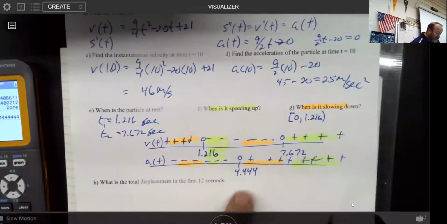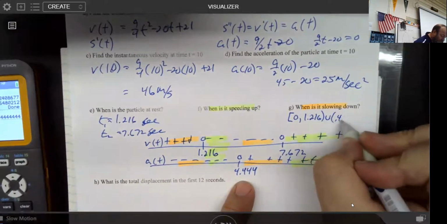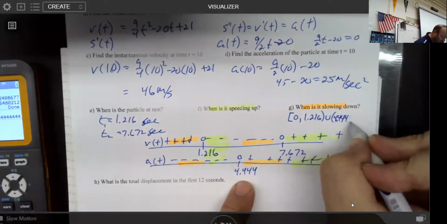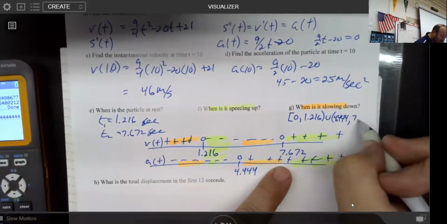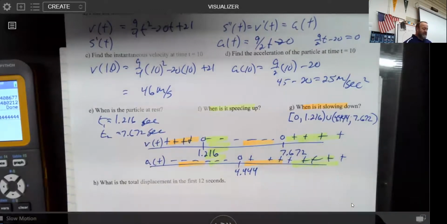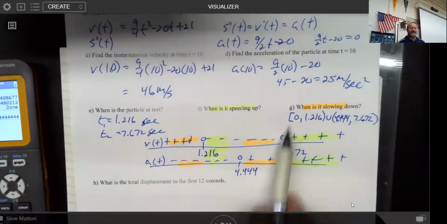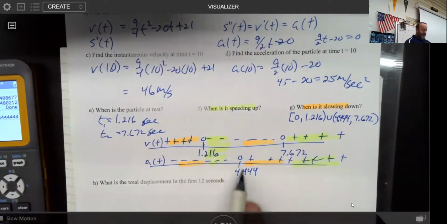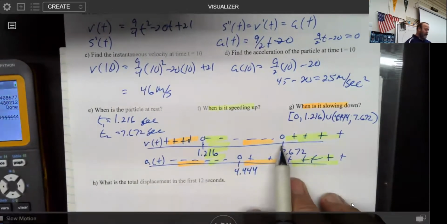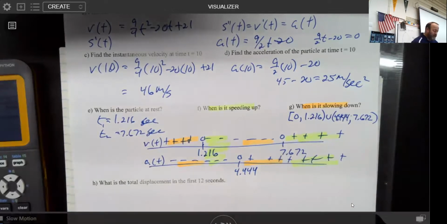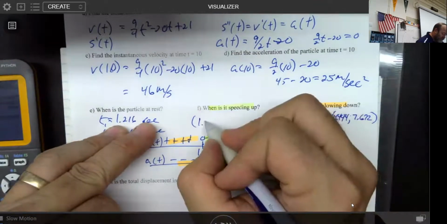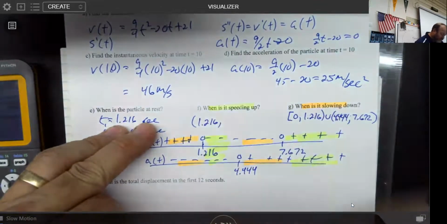It was also slowing down from 4.444 until 7.672. Now you'll notice that I did an open bracket at that because it actually hadn't stopped at that value, whereas it did stop accelerating. It did stop moving forward. So I kind of took those out of the puzzle, and my speed up regions were from 1.216 until 4.444.